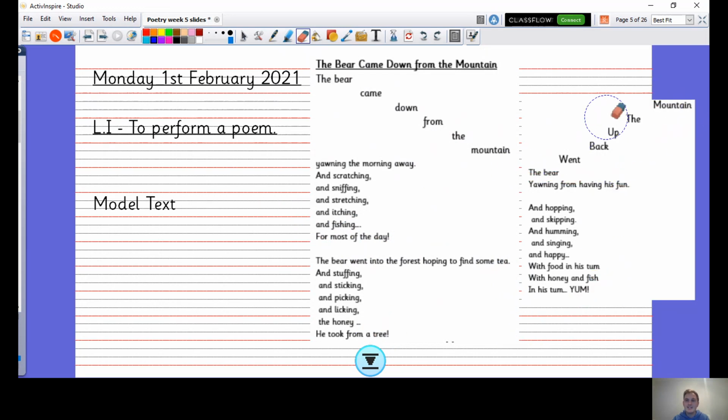And then I would like you to act it out, become the bear and act it out, because we're going to be using this poem on Friday again to create a text map, and then next week to be innovating and changing it. So we really need to focus on learning it. Okay, I hope you enjoy this challenge. No writing, just some lovely acting. Off you go. Enjoy your English challenge today.